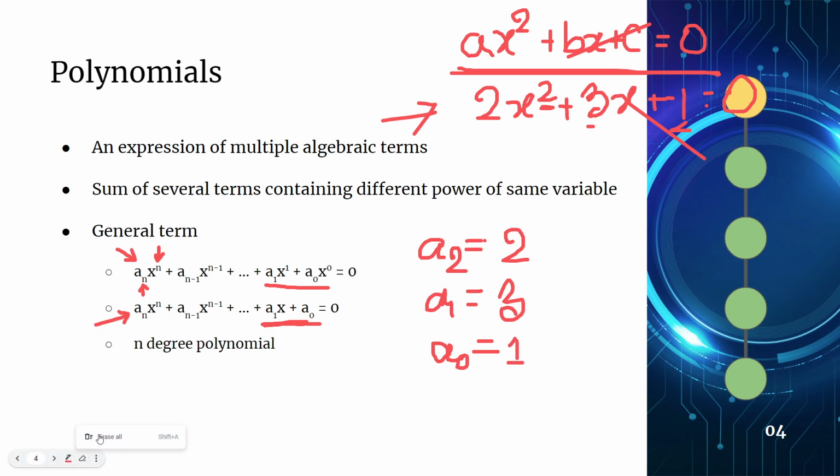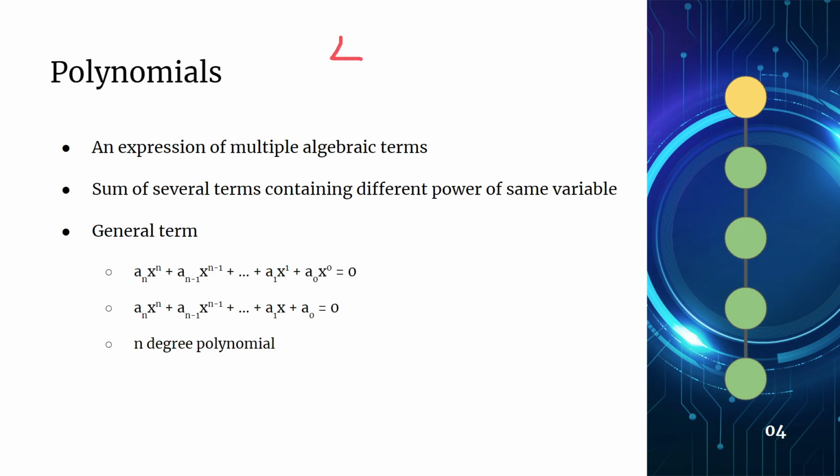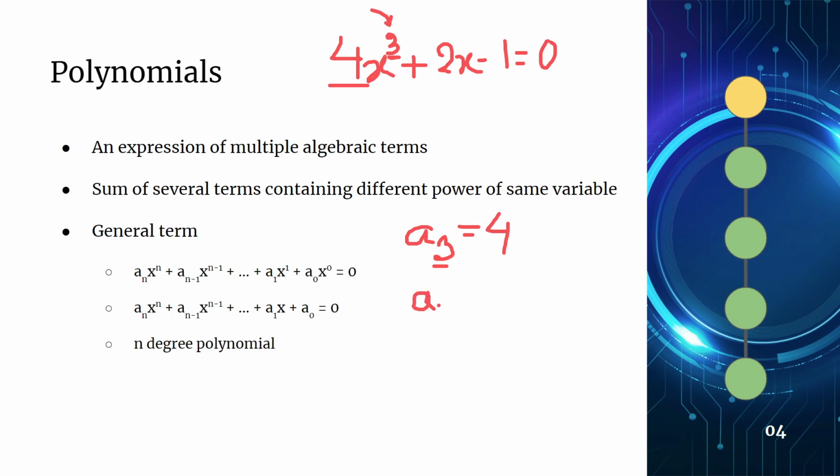If we want a sample third degree polynomial, suppose we are given the equation 4x cubed plus twice x minus 1 equals to 0. The highest power here is 3, so this is a third degree polynomial, and its highest coefficient is a3. The coefficient of the power 3 term is 4, so a3 is 4.